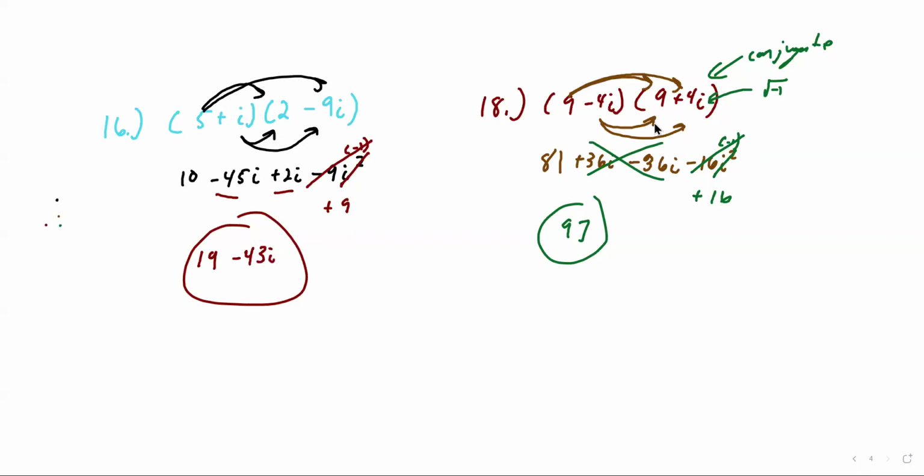Right. So if you notice, it is just going to be the conjugate. And you can simply just say 9 times 9 is 81. And then negative 4i times 4i gives you negative 16i squared, and skip the middle part if you notice. Right. But you can see that you get the same concept no matter what. All right.